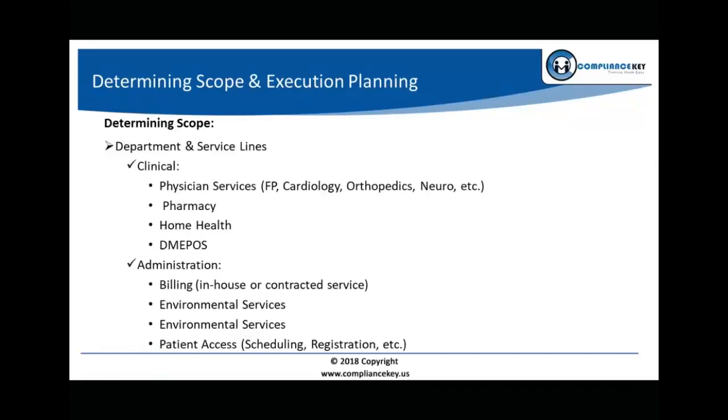Okay, so a couple of different areas to focus on to help determine your scope. The first thing is looking at what the potential departments and service lines are that need to be included in the risk assessment. I listed some examples up there, so it depends upon your organization and types of services. Some of those may or may not apply. But essentially, you want to have a cross-section of departments on the clinical side, if you have clinical operations within your organization, and then on the administrative side.